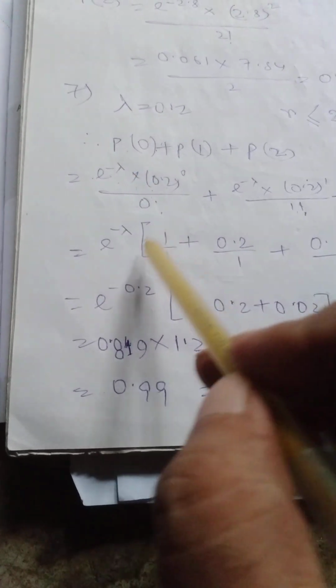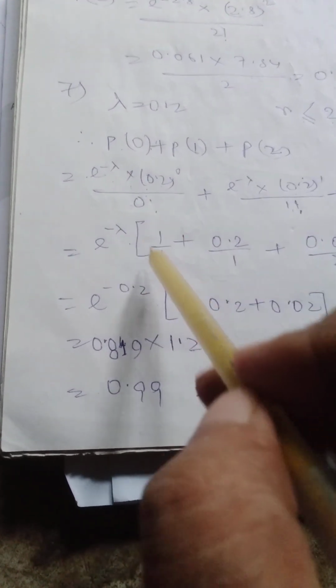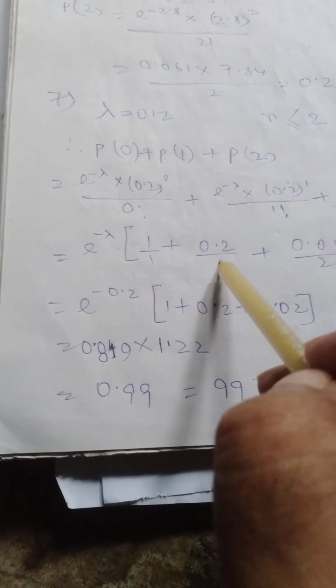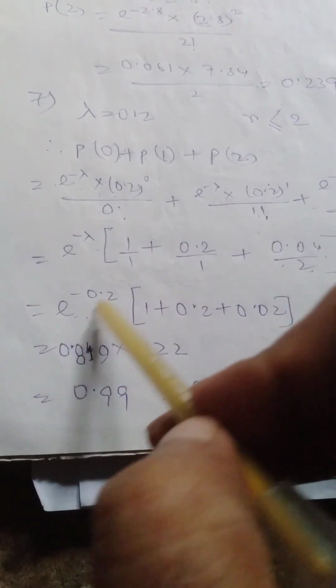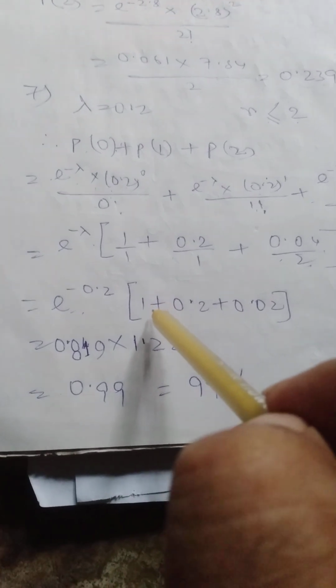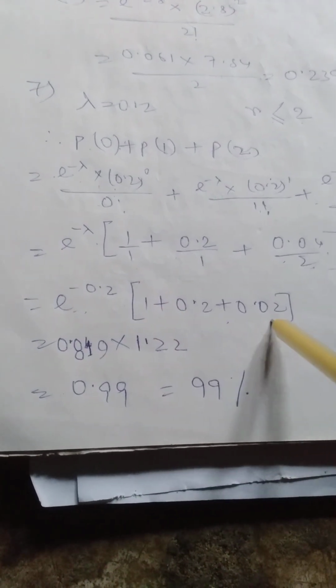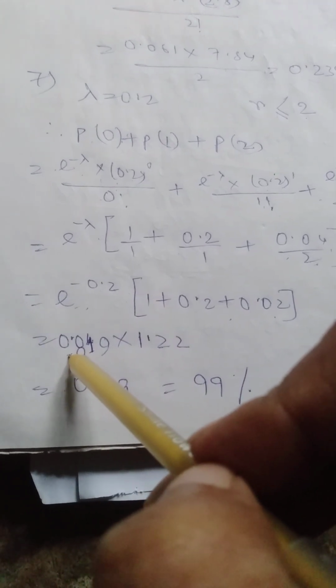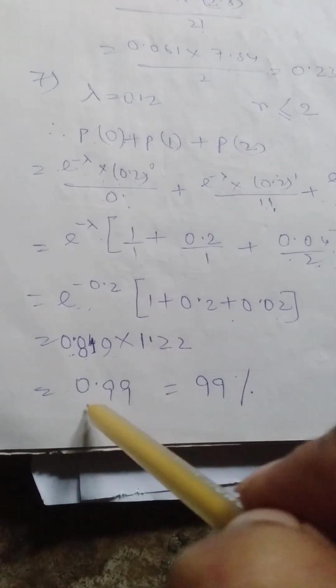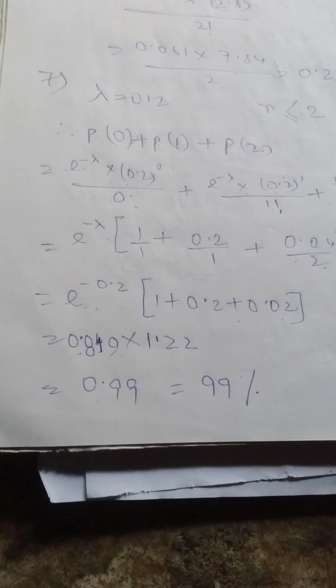Taking e to the power minus lambda as common, 1 plus 0.2 divided by 1 plus 0.04 divided by 2, which makes it e to the power minus 0.2 into 1 plus 0.2 plus 0.02. E to the power minus 0.2, its value is 0.819, into 1.22, makes it 0.99, which is 99%. Now question number 8.